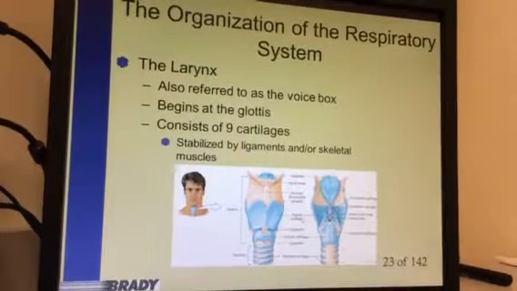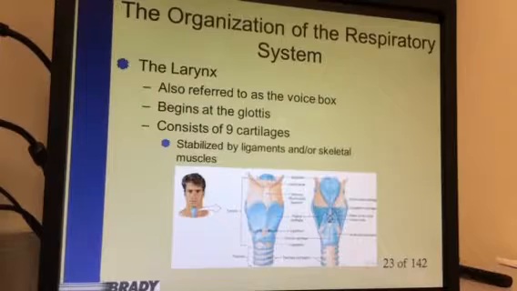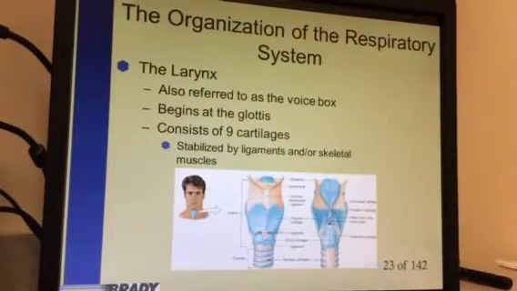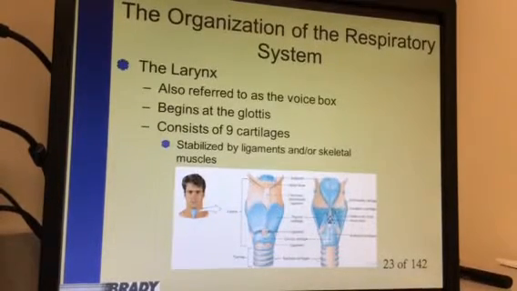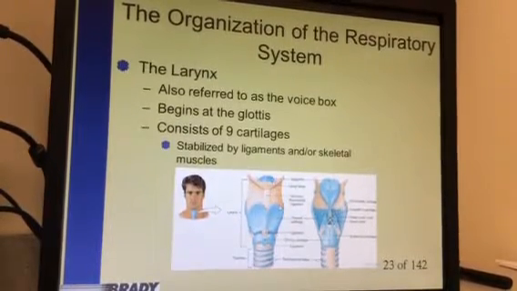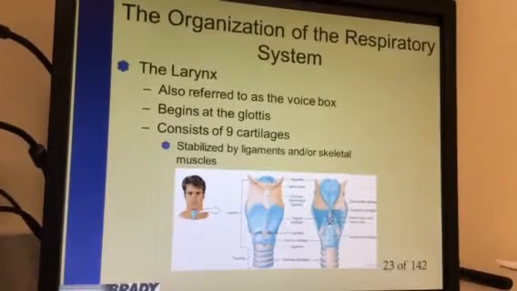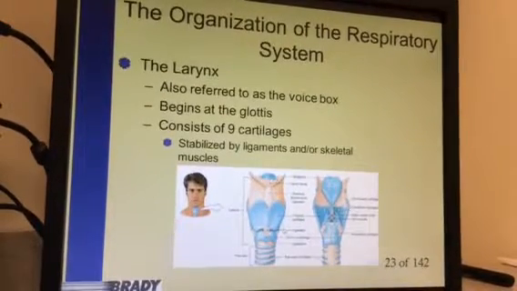Now, as far as the larynx is concerned, when we're looking for our landmarks, our big one is our thyroid cartilage that we're going to find, and it's right here. There is some cartilage that comes up, it's more fibrous than a hard cartilage, that comes up to the hyoid bone as well.